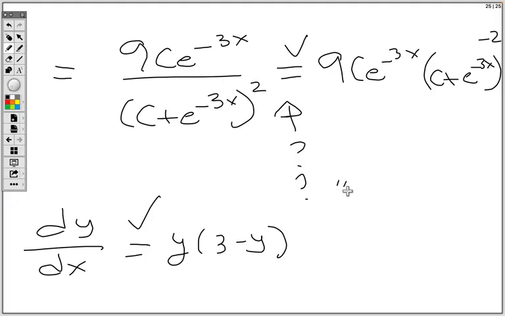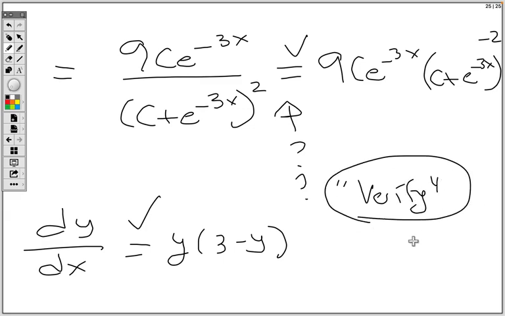So when you see verify on this week's take-home and test, that means you just want to plug it in and check. Just like when you check your answer to an algebra equation, you plug the thing back in and see if it works.